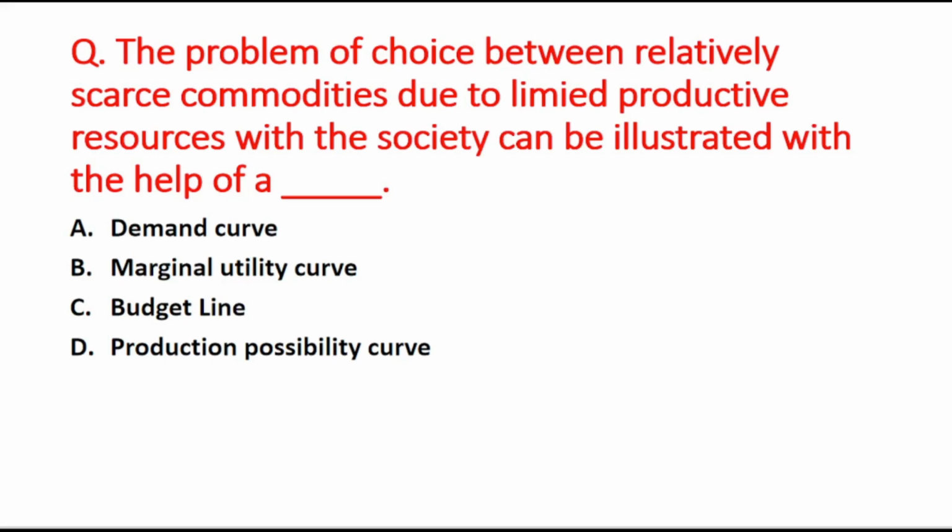Now the next question is, the problem of choice between relatively scarce commodities due to limited productive resources, here "limited" should be the word, there is a spelling mistake, with the society can be illustrated with the help of a blank. A option is demand curve, B option is marginal utility curve, C option is budget line, and D option is production possibility curve. So the right answer is option D, that is production possibility curve.